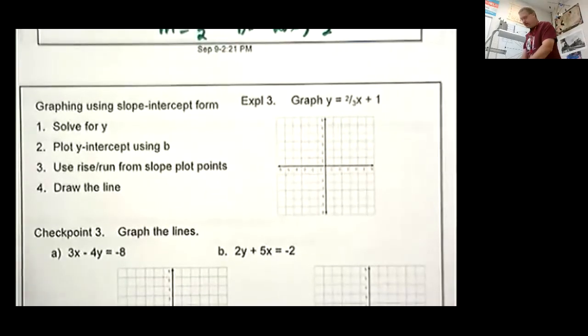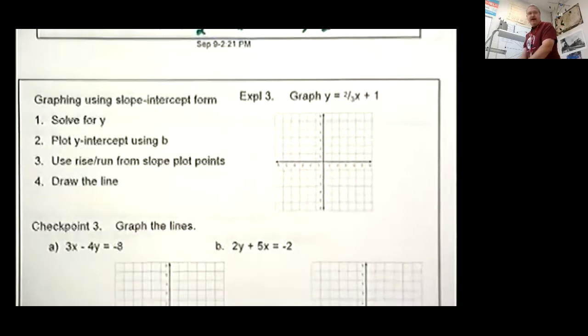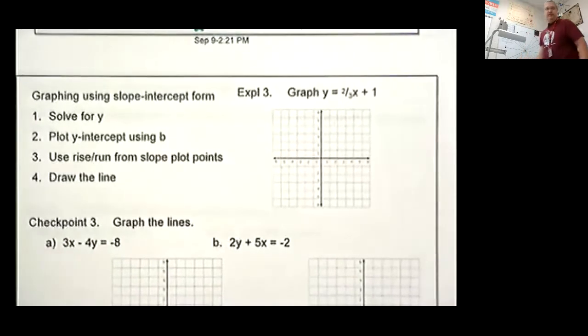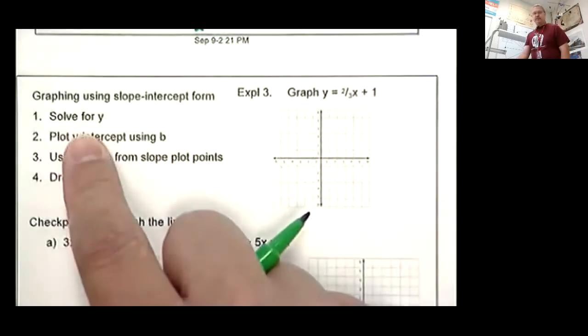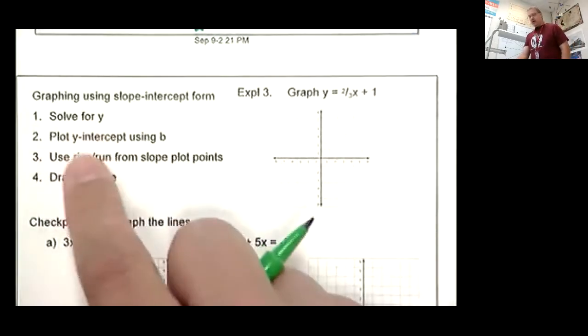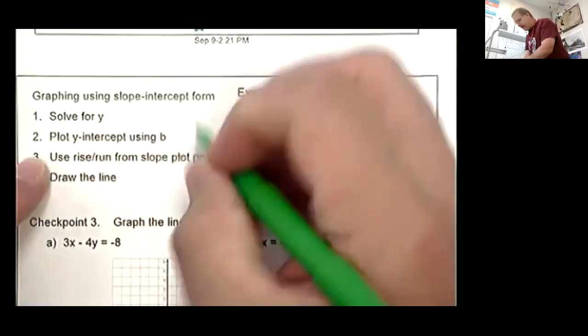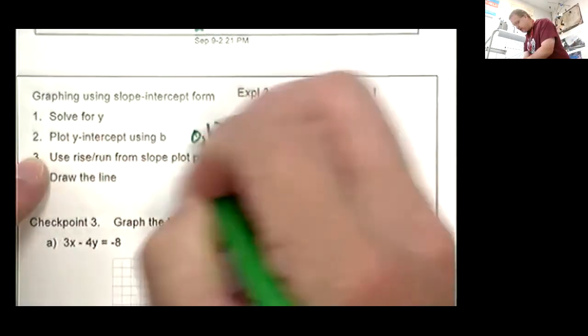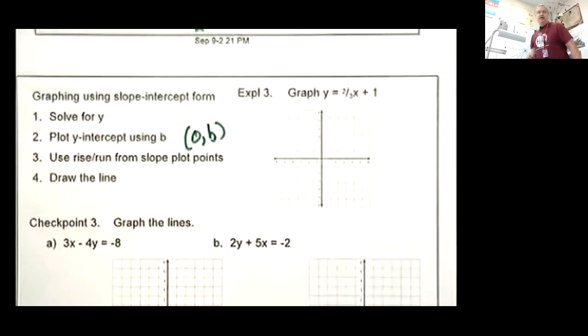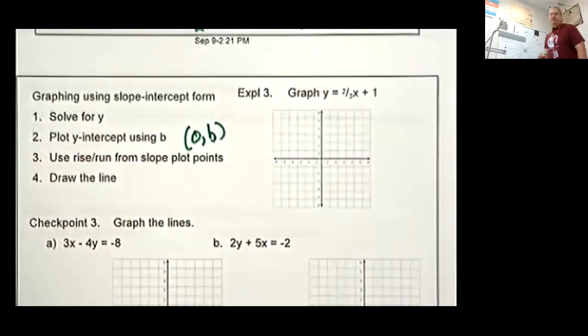We can also graph using slope-intercept form. And this is the graphing method that we'll use most often. To graph using slope-intercept form, first we want to solve our equation for y if it's not already. We want to plot the y-intercept using b, and that point has to always be (0, b). It's got to be on the y-axis, so the x has to be 0. So we're always up and down the y-intercept value. Then we're using rise and run to plot points, and we draw the line.